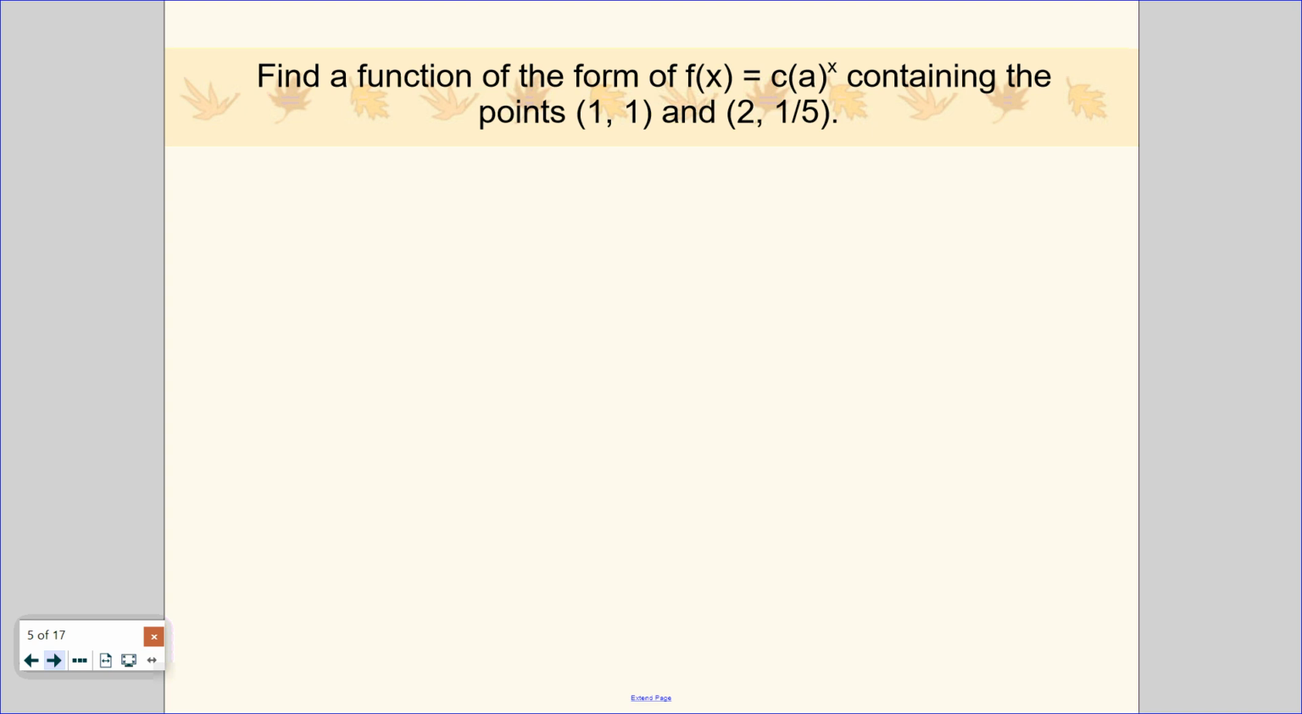Exponential functions are curves. So do they have a slope? No, slope is only a linear function. Okay, so all we can do at this point is plug the points in and see what happens. Okay, I plug in 1, 1. I have 1.